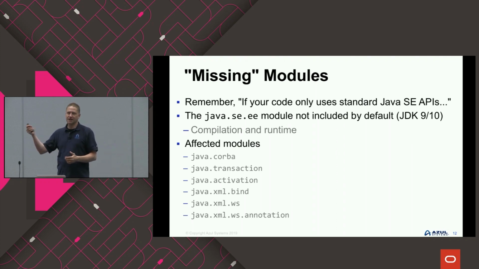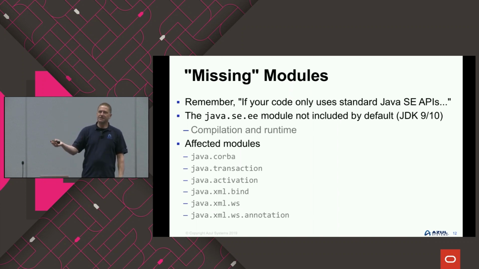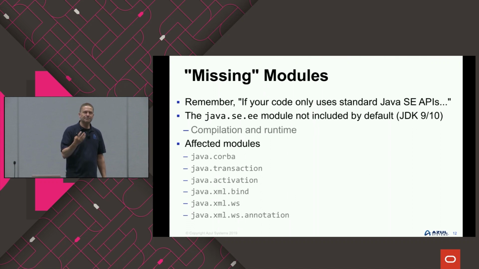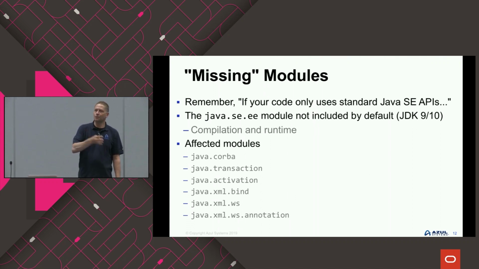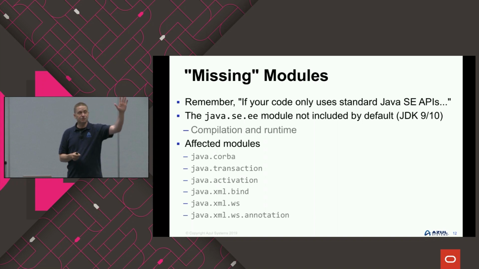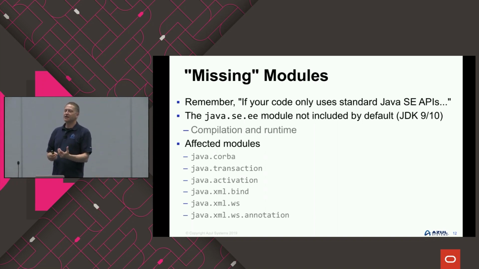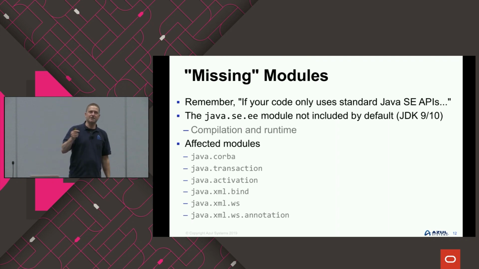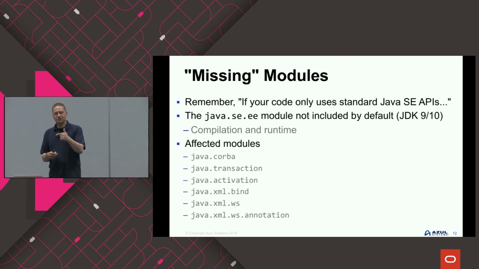So Corba goes away, transaction is also related to Corba. Beans activation framework, again, I don't find many people who are using that. XML bind is JAX-B, so the binding between XML and Java objects. Anybody using JAX-B? Oh, right, okay, yes, so a few people there. And then the one that does seem to catch out a reasonable number of people is JAX-WS, so the web services using SOAP-based messaging and WSDL. Anybody using that? Yes, probably the same people using JAX-B. And all those things go away in terms of direct access for JDK 9 and JDK 10.